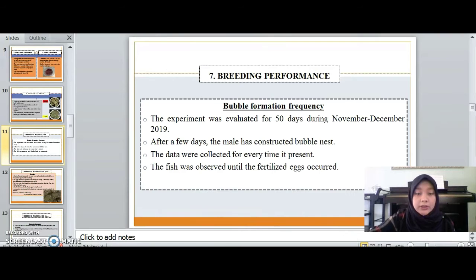Okay, next, the breeding performance of bubble formation. The experiment was done for 50 days. In a few days, the male constructed a bubble nest. Data were collected every time a bubble nest was present. The fish were then observed until fertilized eggs occurred.